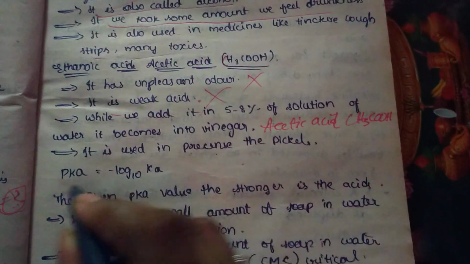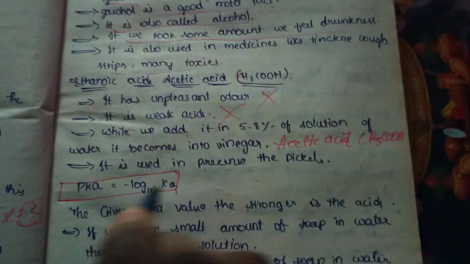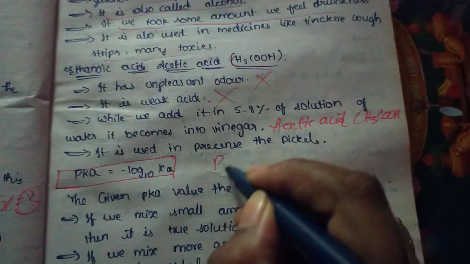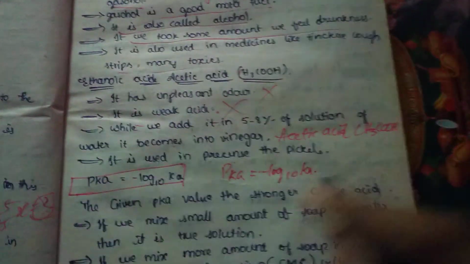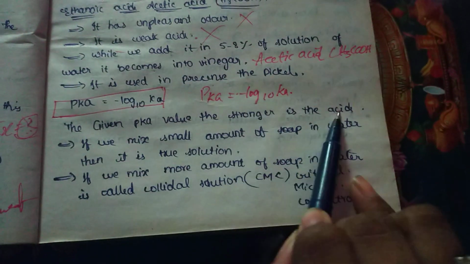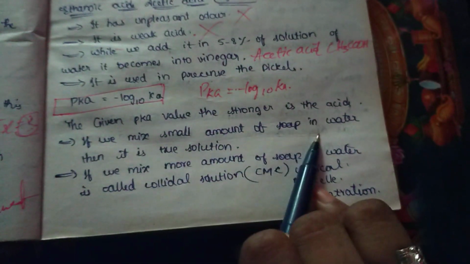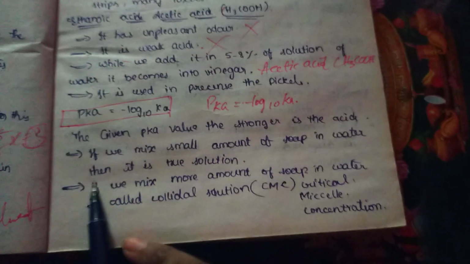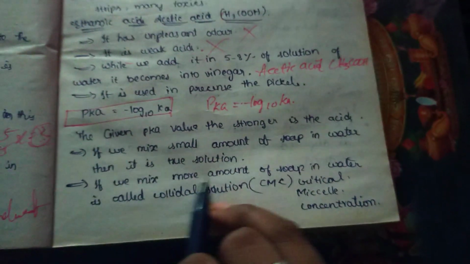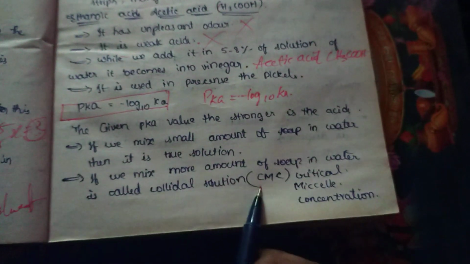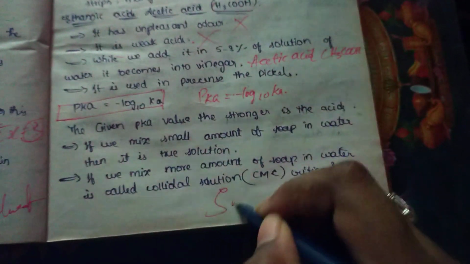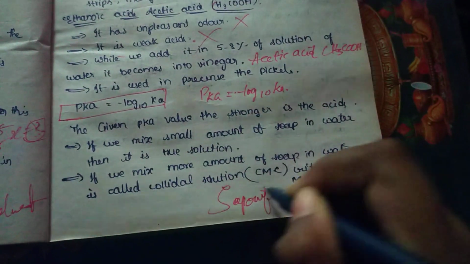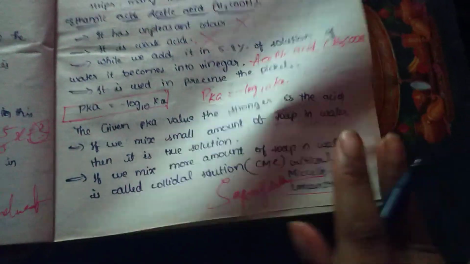And guys, this is the ethanoic acid equation. pKa is equal to minus log10 Ka. So the lower the pKa value, the stronger the acid. If we mix a small amount of soap in water, it is a true solution. If we mix more soap in the water, it is a colloidal solution, with critical micelle concentration. So it comes under saponification. Saponification is very important.